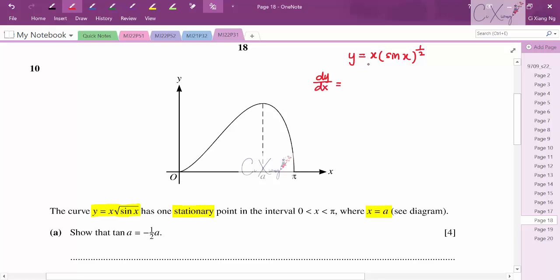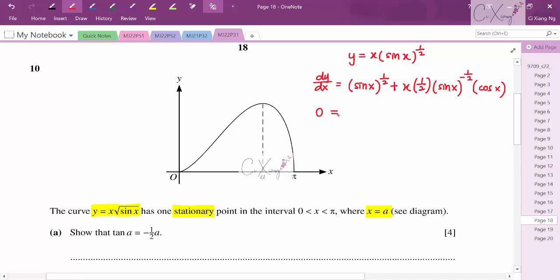Okay, so first we try to differentiate the first bracket. Differentiate the x, I get a 1, and then I copy the second bracket. Second bracket, it is actually sine x power half. Plus, and now I copy the first bracket, which is the x, and I differentiate the second bracket. So to differentiate the second bracket, I bring the half in front, copy the bracket, power minus 1 become negative half. And after that, I need to differentiate the thing inside this bracket here. Differentiate sine x, I will have cos x.